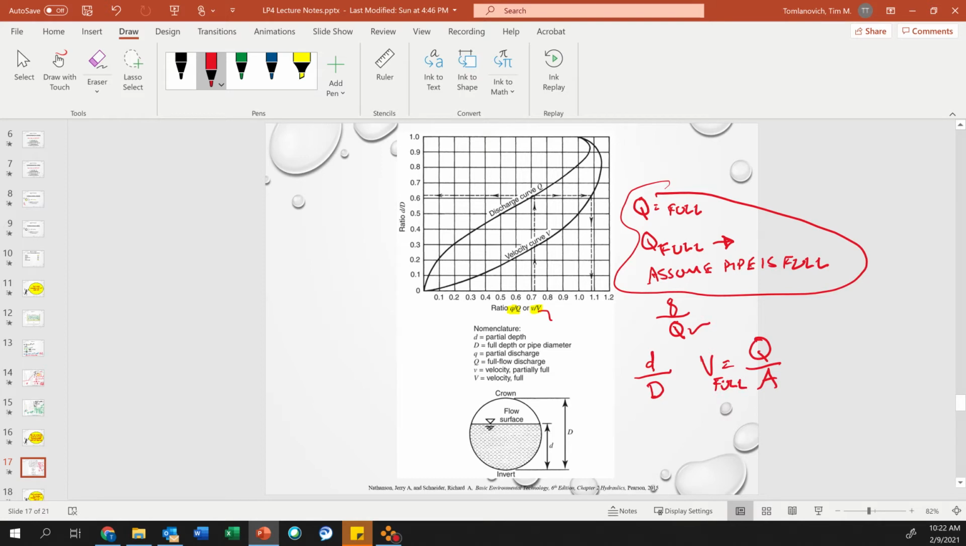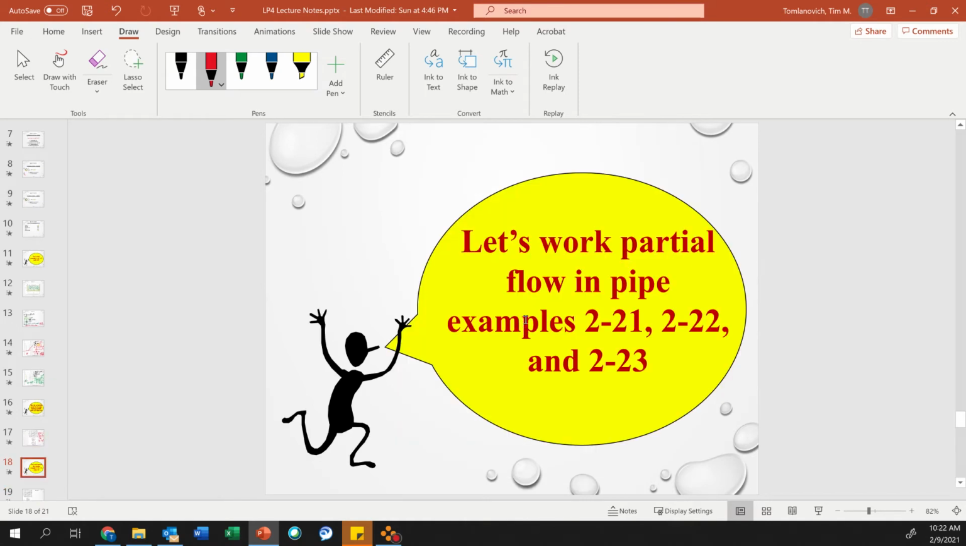Okay, so that's the key to this chart. And then if I'm finding flow, I got to make sure I hit the flow curve, and if I'm finding velocity, I got to make sure I hit the velocity curve and use the ratios. Okay, so that's the key to this. All right, so let's do 2.1, 2.2, and 2.3.